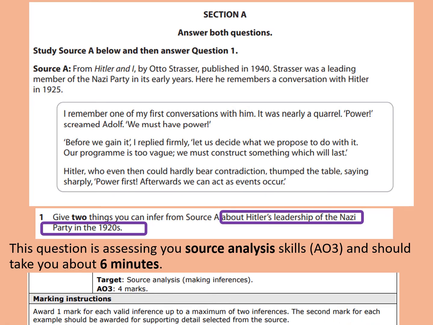A reminder of the mark scheme then. The target is source analysis, AO3, and all 4 marks go for that. Here's how you answer. Award 1 mark for each valid inference up to a maximum of 2 inferences, and they must be valid. So again, they must be about Hitler's leadership of the Nazi Party. The second mark for each example should be awarded for supporting detail selected from the source. This might be a quote.